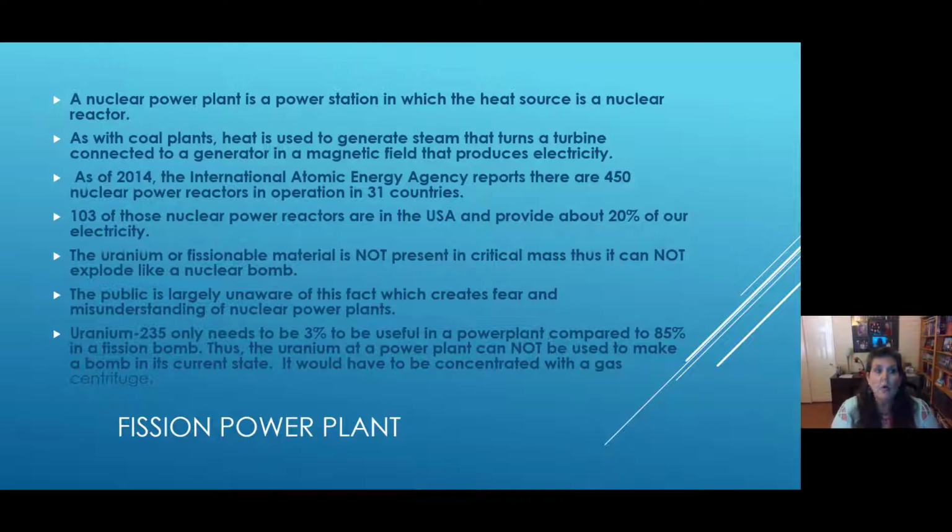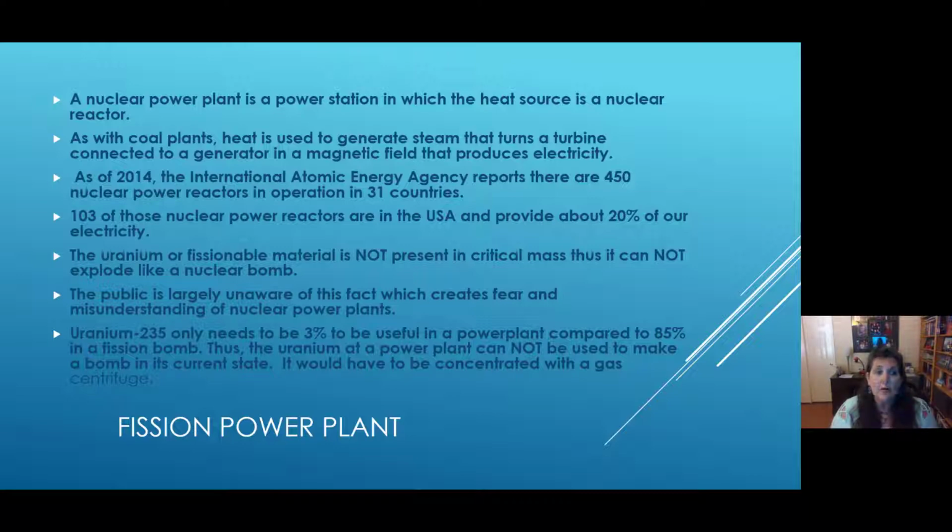The uranium, or fissionable material, is not present in critical mass. Thus, it cannot explode like a nuclear bomb. Again, how stupid would it be to have critical mass in a power plant? Stupid, so we don't. So again, a nuclear power plant cannot explode like a nuclear bomb. We don't have critical mass. The public is largely unaware of this fact, which creates fear and misunderstanding of nuclear power plants.